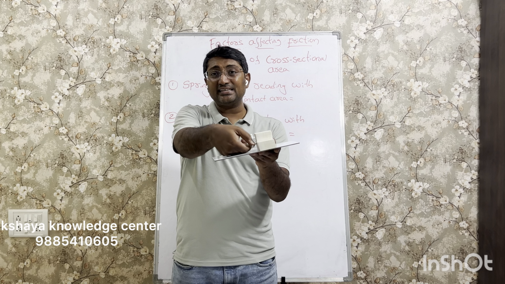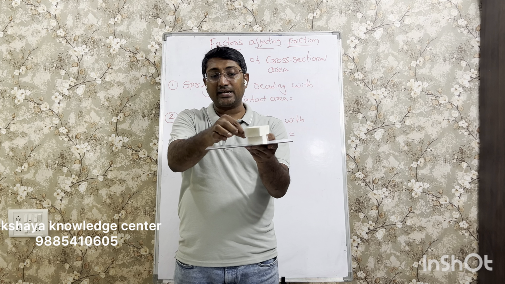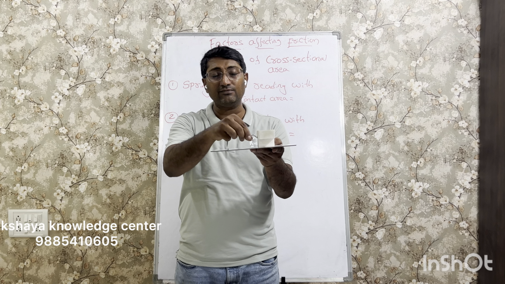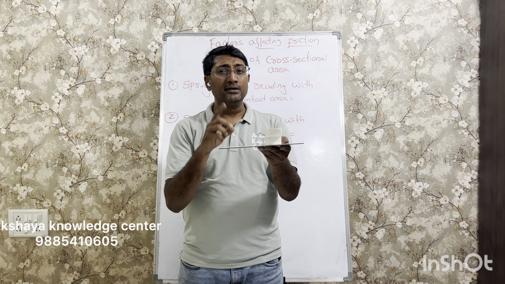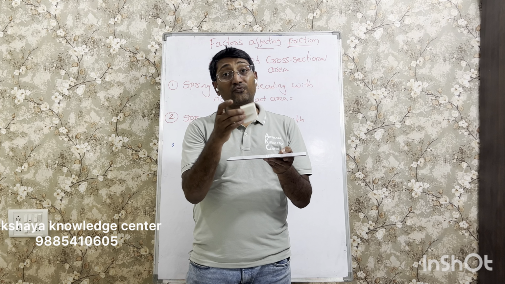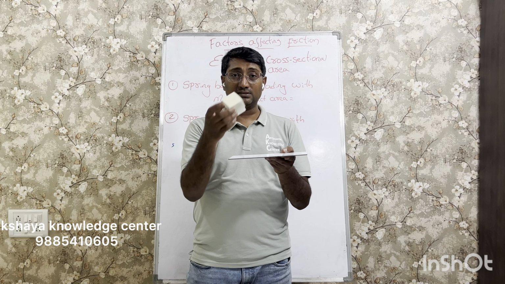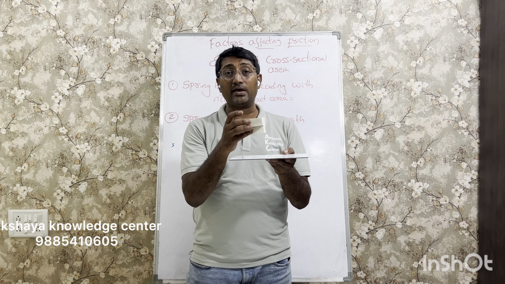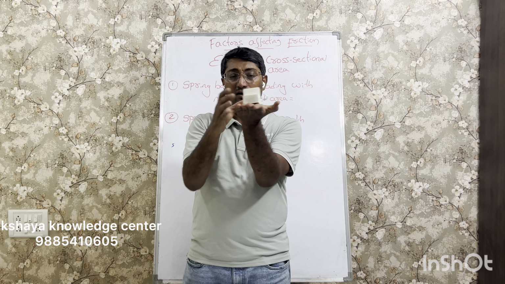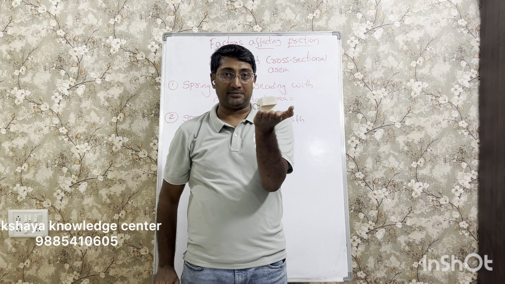And in the second scenario, we will keep it upside down. That means the smaller contact area will be touching the surface, and we will again pull with the spring balance. Can you make a prediction? Where do you think more frictional force will be there? Or in other words, where do you think I have to apply more force to move the object? With more contact area or with less contact area?